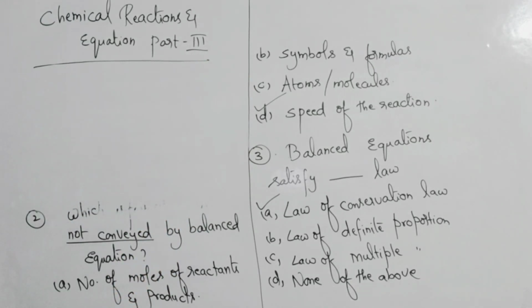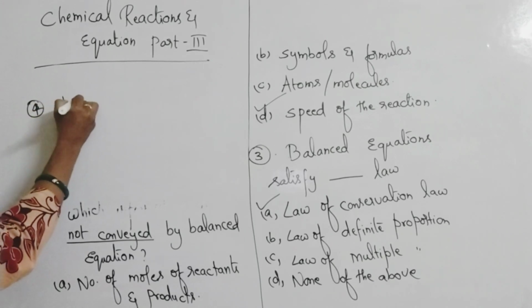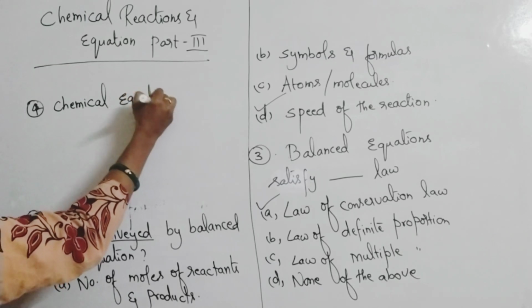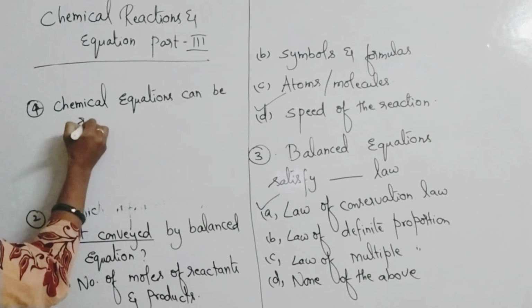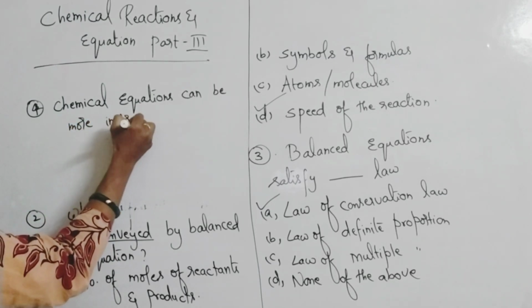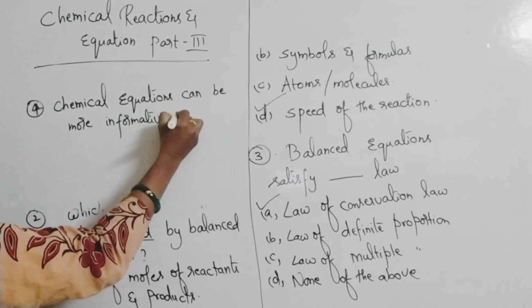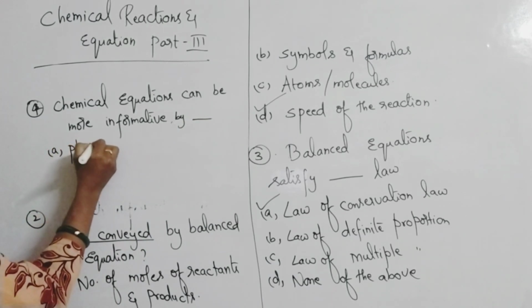Okay, the fourth question is what? A chemical equation can be made more informative by expressing which of the following? Chemical equations can be made more informative by which of the following options?